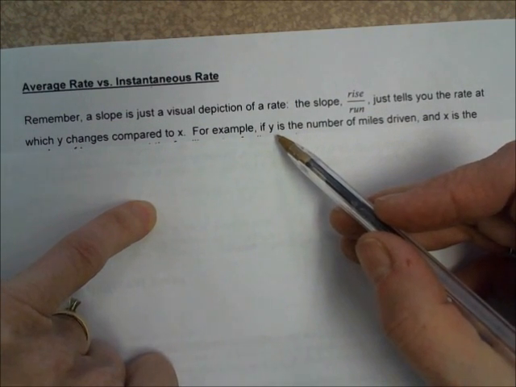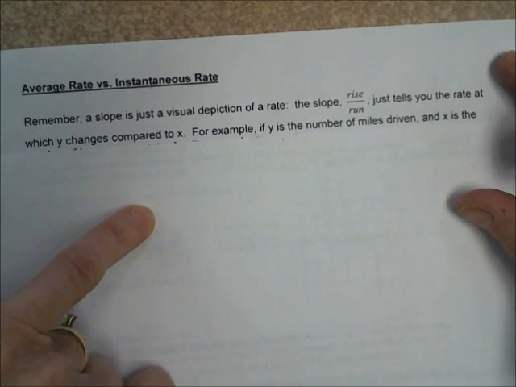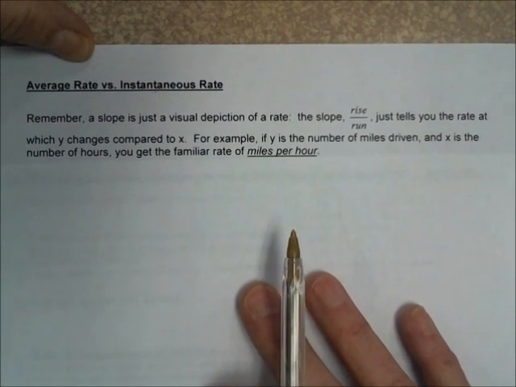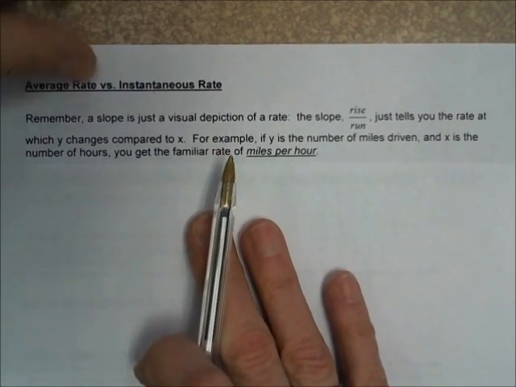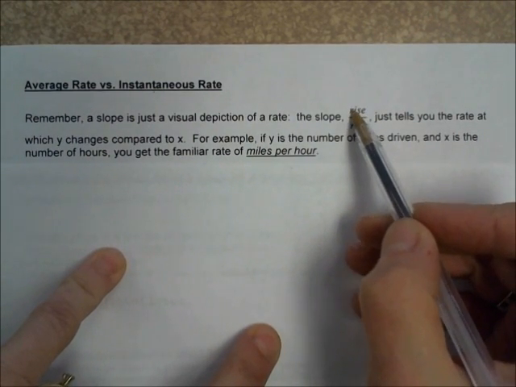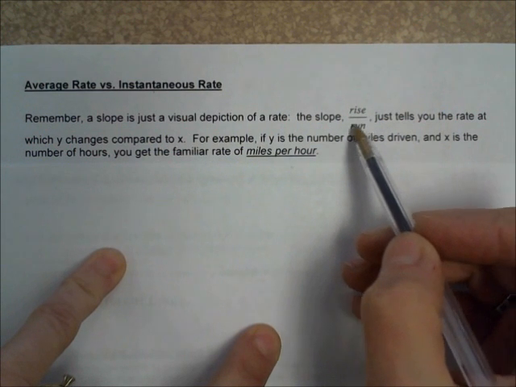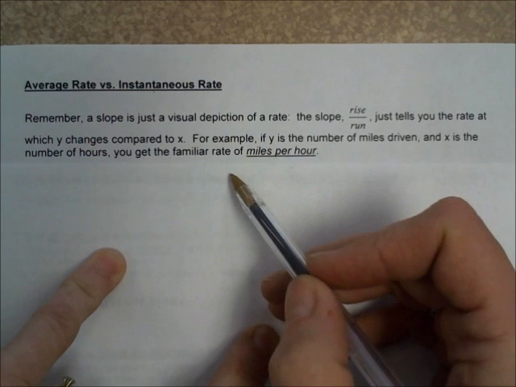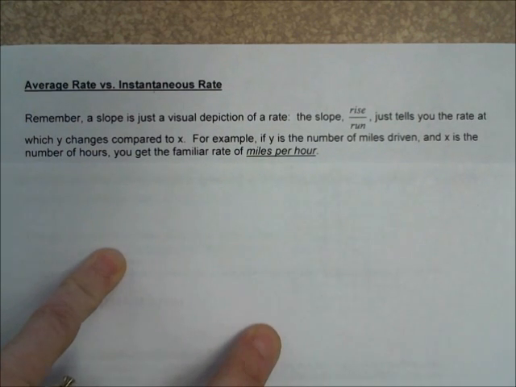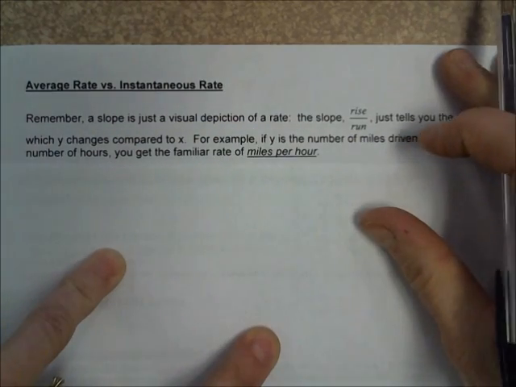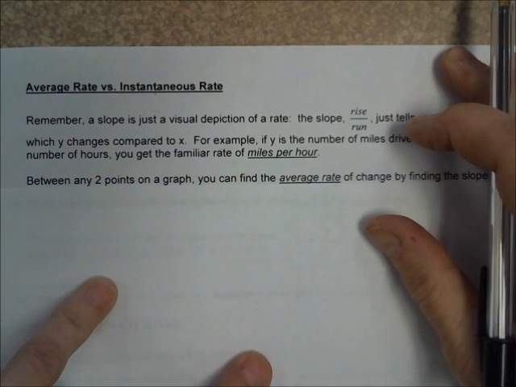So let's say y is the number of miles driven and x is the number of hours we have driven, then what you get is the familiar rate of change of miles per hour, because it would be the change in miles divided by the change in hours. So miles per hour is just a rate of change of your position, actually. And that's just a familiar rate, an average rate. We'll talk about average versus instantaneous.